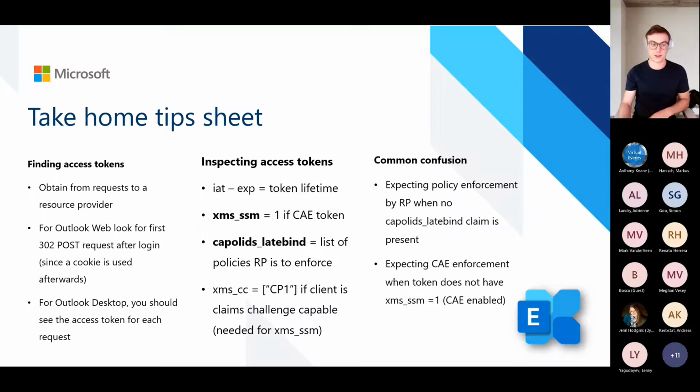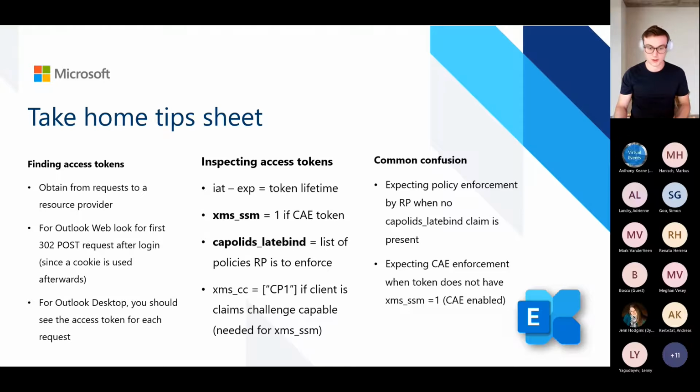Okay, the next few slides are me rehashing what we talked about, and they're also meant as a reference guide if you want to look at the recording afterwards. When you're finding access tokens, you need to look at a request to the resource provider, Exchange. For us, we can look for the Office 365 target URL. For Outlook Web, there's a finicky thing where the access token is harder to find. It is contained in the first 302 POST request after a login. After that, it's passed back and forth using a cookie, so it's harder to find than in Outlook Desktop, but using that tip, you should still be able to find the token.